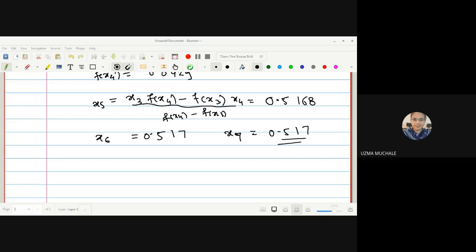After completing this example, you have to convert your calci again into the degree mode. So again you have to do the same procedure, shift mode, and whenever you come to your degree or decimal, then you can convert.